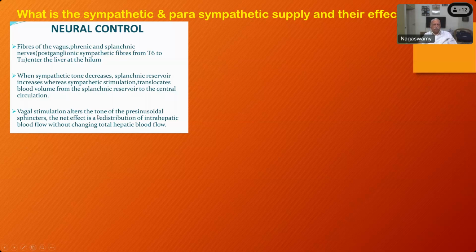Whereas the vagal stimulation alters the tone of the pre-sinusoidal sphincters, and the net effect is redistribution of intrahepatic blood flow without changing the total hepatic blood flow. So sympathetic transfers the blood in the splanchnic circulation to the central circulation, whereas vagal stimulation makes readjustment of the circulation within the splanchnic system. It doesn't transfer the blood to the central pool of the blood, the systemic circulation.